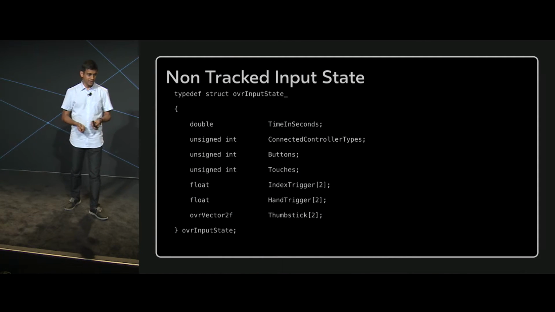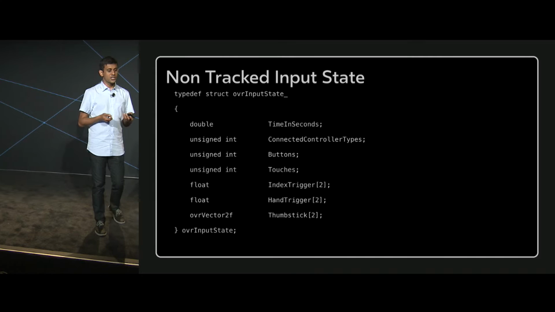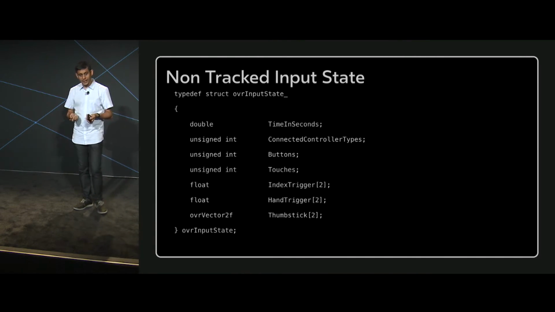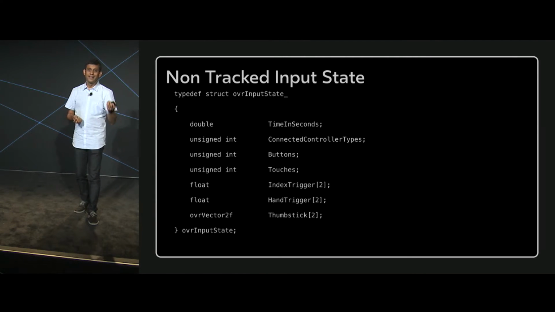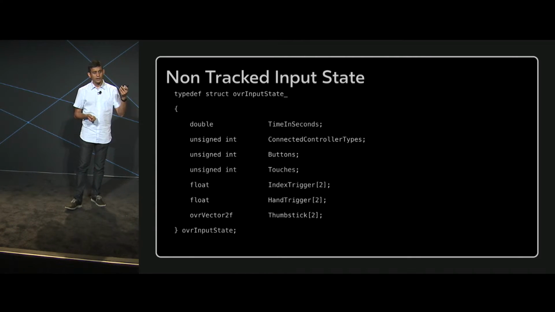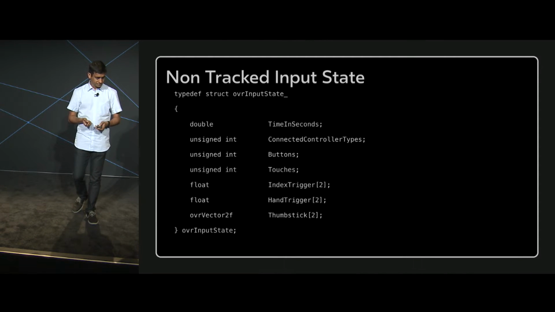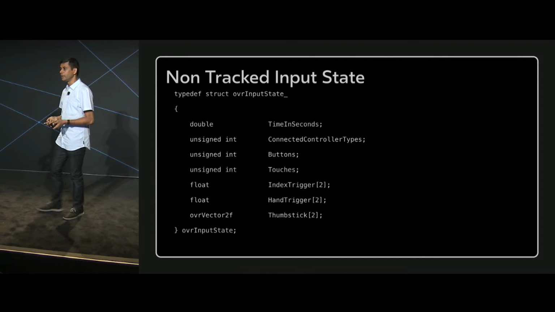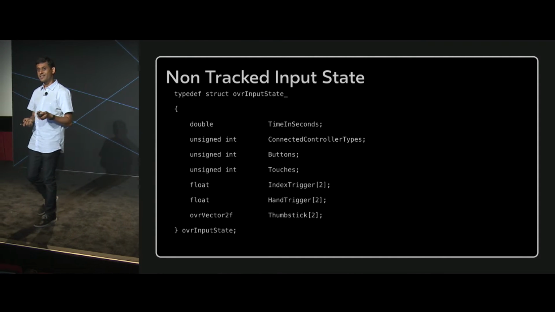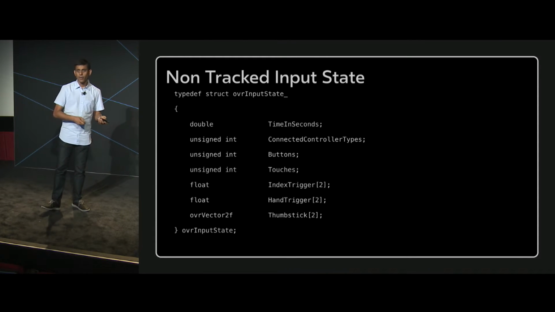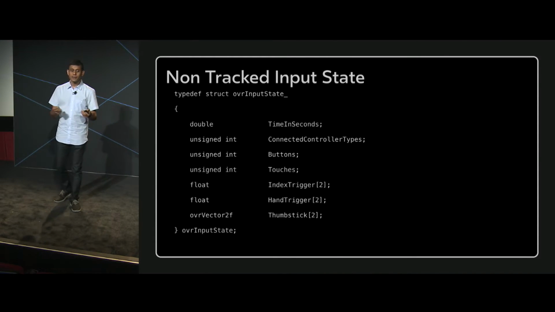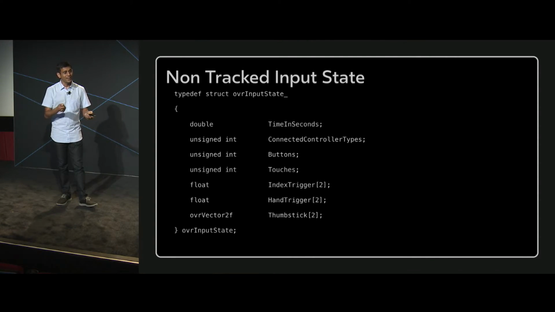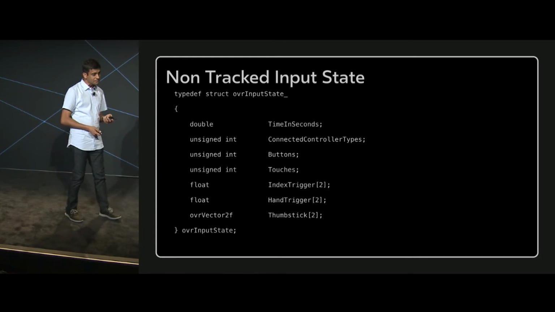In addition to track state, we also have a structure called input state that allows you to get all the non-track state. There's an explicit API called get input state that returns the latest values for the non-track state in this structure. So we have a field, time in seconds, which allows you to know when the latest change of button state happened. So you can correlate this with the timing that is done for the tracked state, so you know exactly where the controller was when that input state or button state changed.